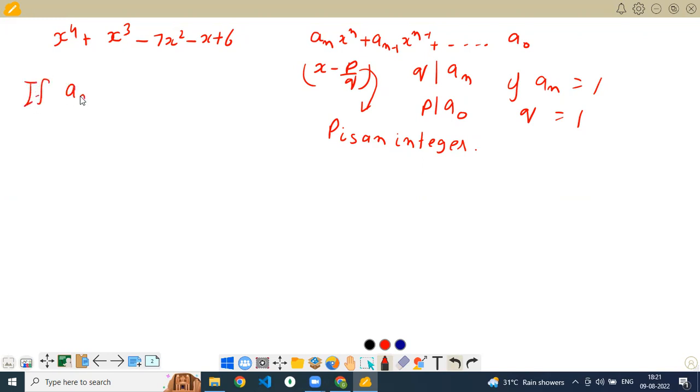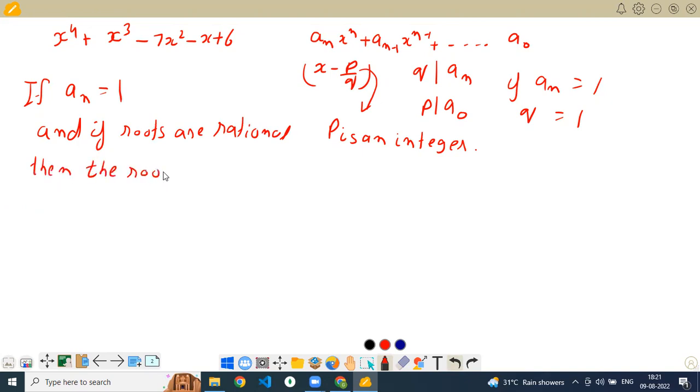If an is equal to 1, sorry, not 0, 1, and if roots are rational, then the roots have to be integer. Okay, so it gives us a hint that the roots may be integer.